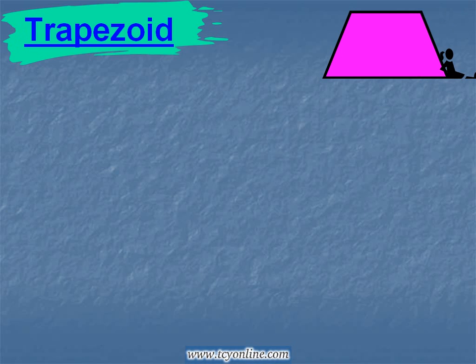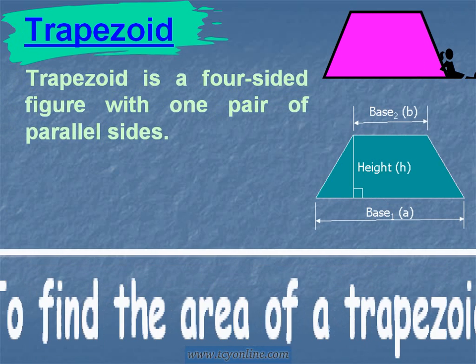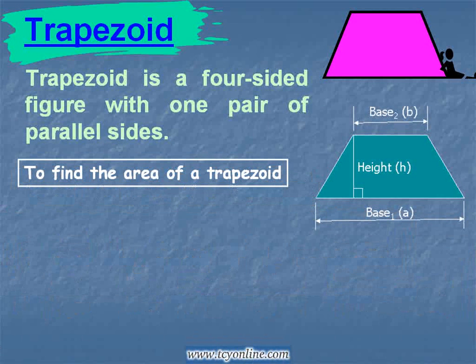Now let's look at the other four-sided figure, that is trapezoid. Trapezoid has four sides, but with only one pair of parallel sides, and the other pair is non-parallel. Let's learn how to find area of trapezoid with height h.